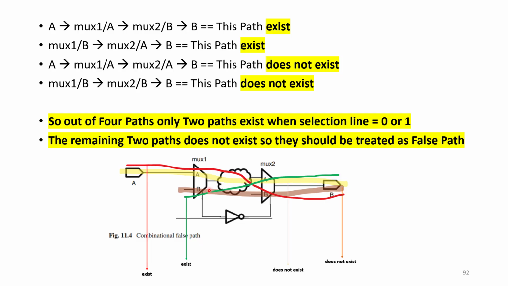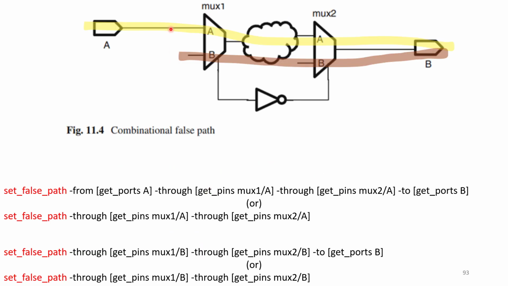So for this one, we need to write the constraint. You can write it in this manner. So set_false_path -from, this is a port, so that's why get_ports, port name is A. And again -through, it is going through mux 1A. So that's why -through, and here it is a pin. This is a port, this is a pin. So that's why -through get_pins, mux 1 is the instance name and A is the pin.